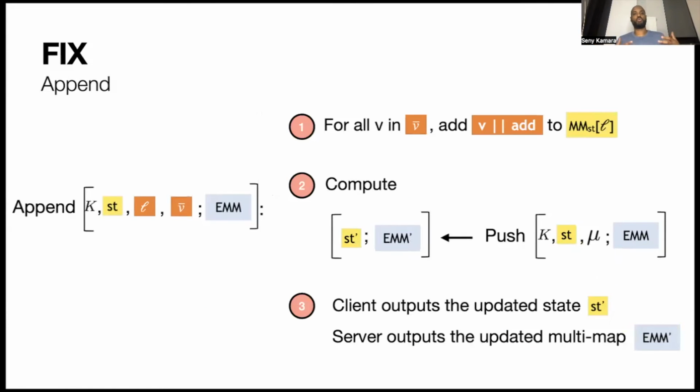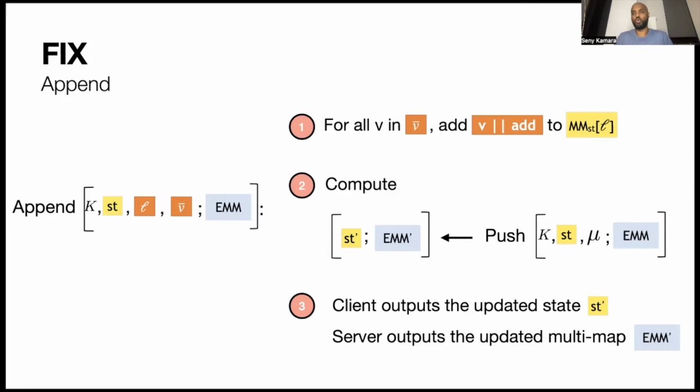Okay, now suppose I want to append a tuple of values V to a label L. I'm going to first take the tuple of values V, and then for each value in this tuple, I'm going to concatenate a flag to the value, and this flag is going to just be an add flag. Okay, and then I'm going to store these flagged values in my stash.